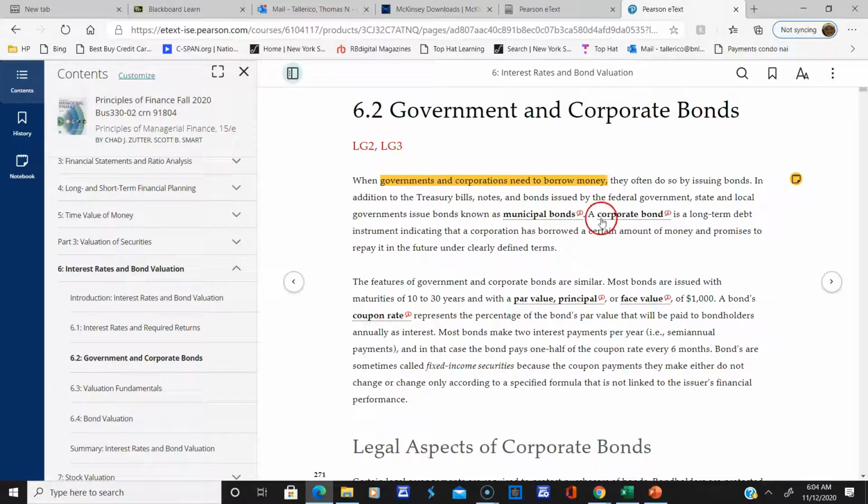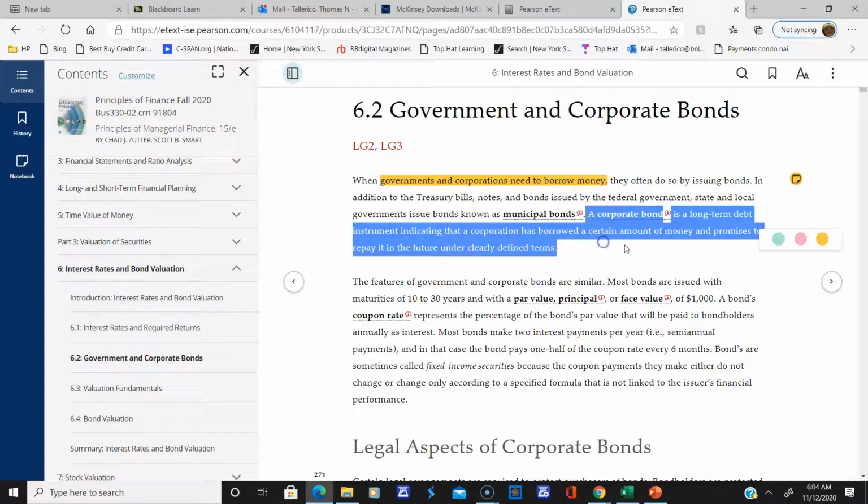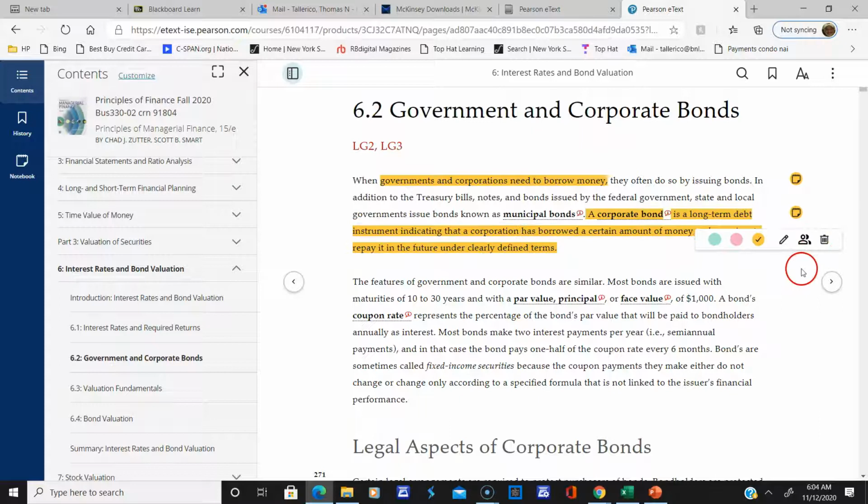A corporate bond is a long-term debt instrument indicating that a corporation has borrowed a certain amount of money and promised to repay it at a certain future date under certain defined terms. So that's the definition of a corporate bond. You're loaning the corporation money, and they're going to give you interest.